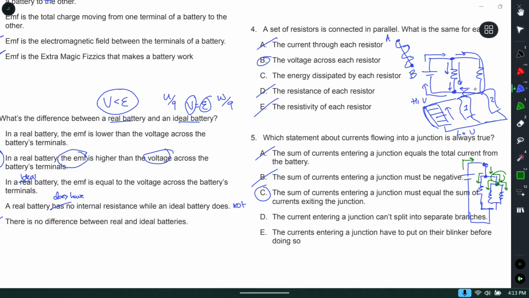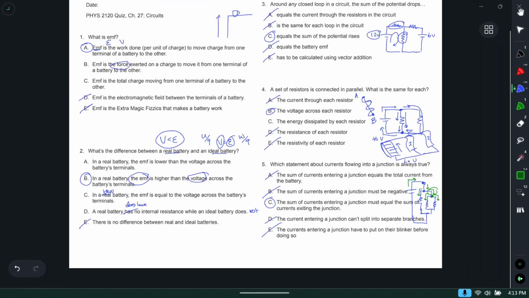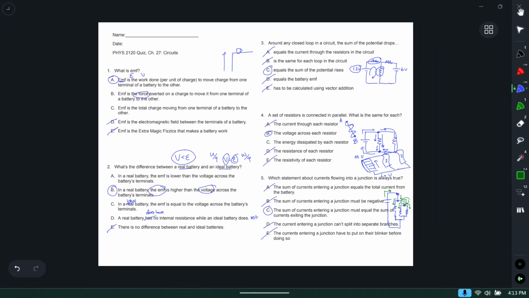All right, the current entering a junction can't not split, that's what a junction is. It's a place where current does split into separate branches. And it's not the last one. Okay, that was maybe more detailed than the quiz recaps usually are, but are there questions on that?